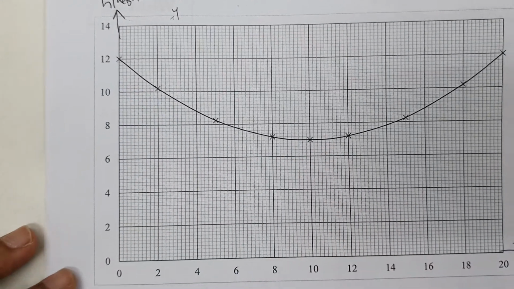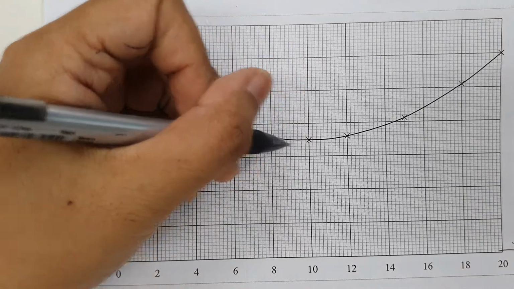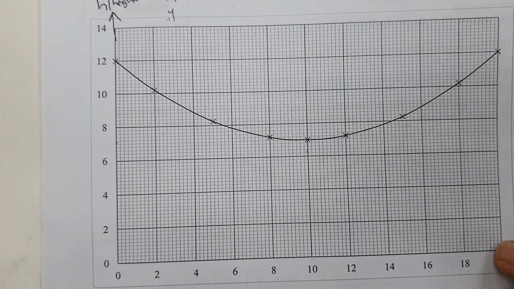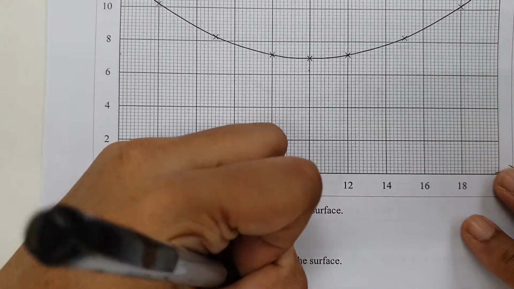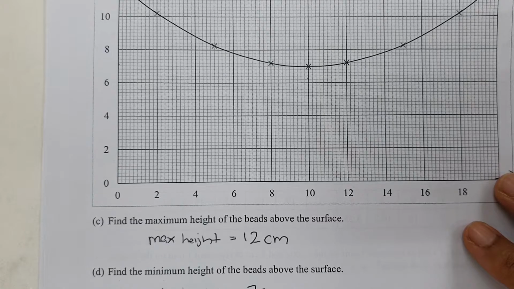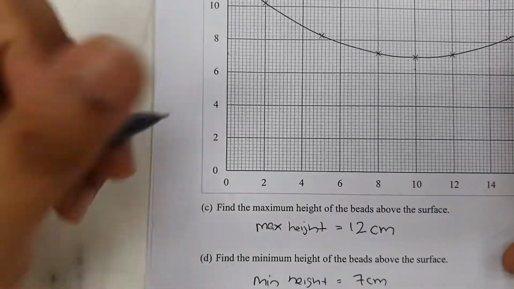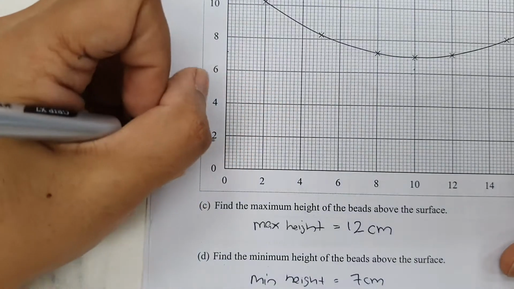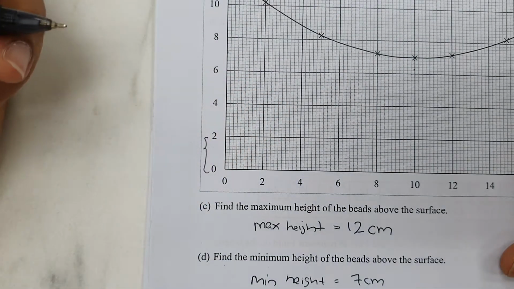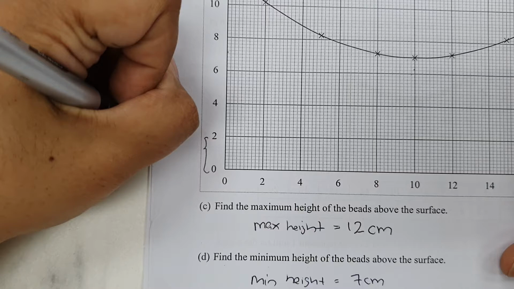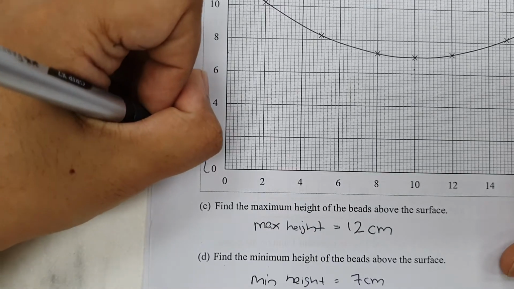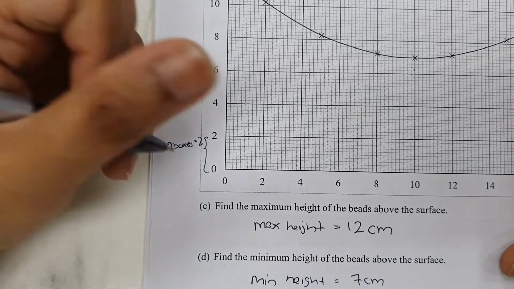Pause the video, try on your own first. Use a ruler to determine what is the height over there. Answer, the height is 7 cm. Why is that so? See, I know over here is 6 cm. This y-axis, there are 10 boxes. How many units? 2.